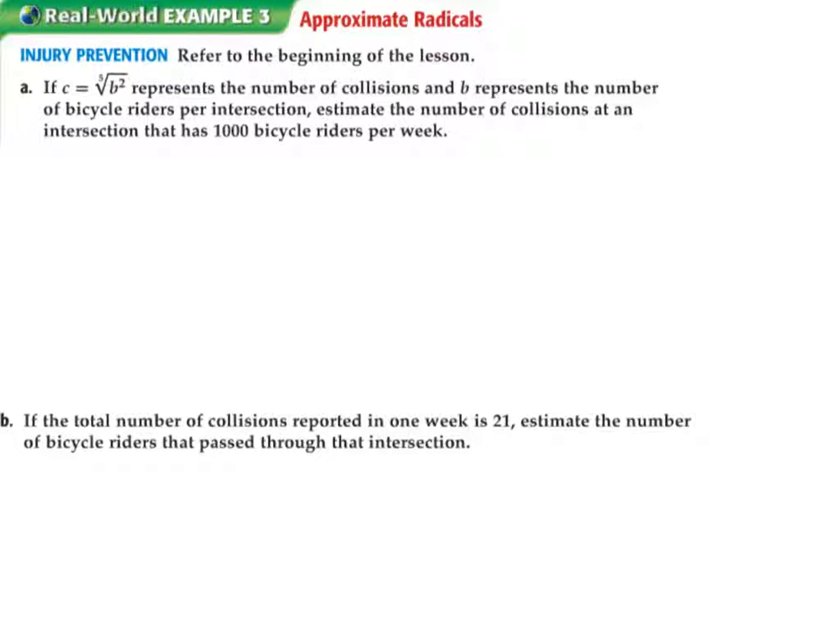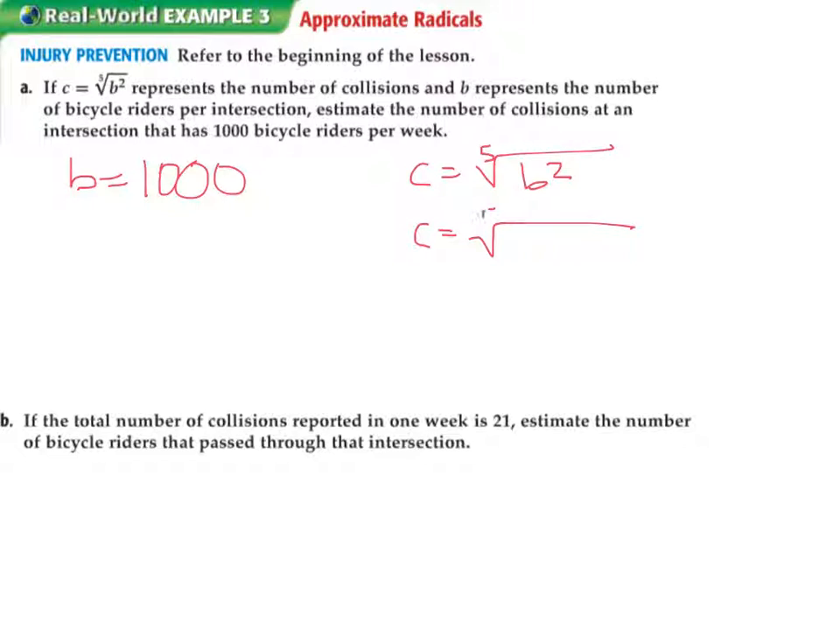Now, they did give us 1,000 for bicycle riders, so we know in this case that b is going to be equal to 1,000. That's what they gave us. So now we want to take the equation they gave us, c is equal to the 5th root of b squared. So we want to go ahead and take the b that they gave us and plug that in. So we're going to have c equals the 5th root of 1,000 squared.